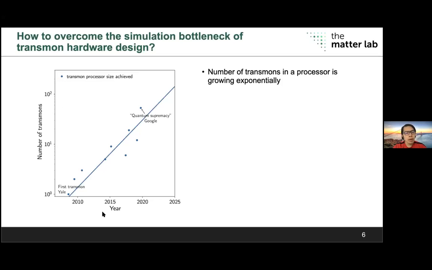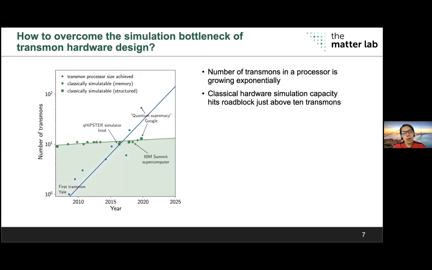You can see roughly that, of course, we are not predicting that this is going to follow this trend, but roughly you can see that the development is kind of exponential. And of course, if you naively put in perspective the memory capability of the classical supercomputers that can simulate those quantum devices, then you see that it follows this kind of trajectory here.